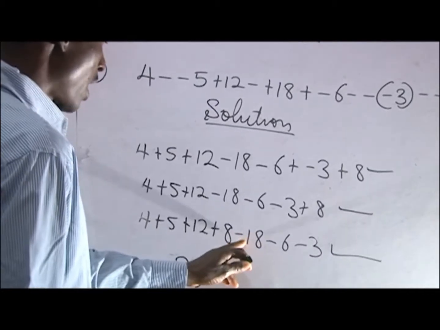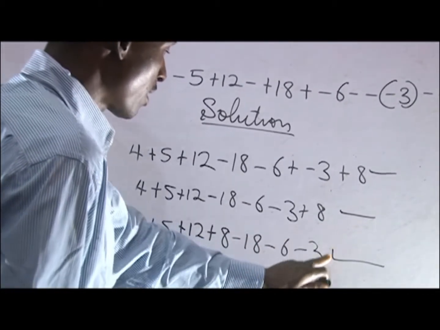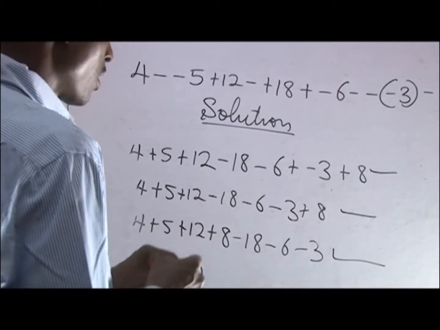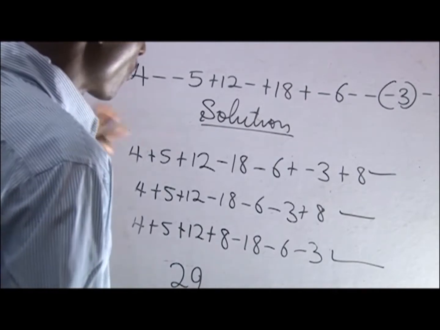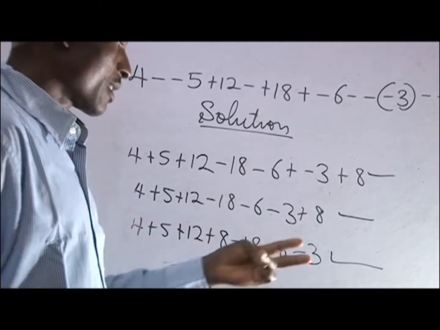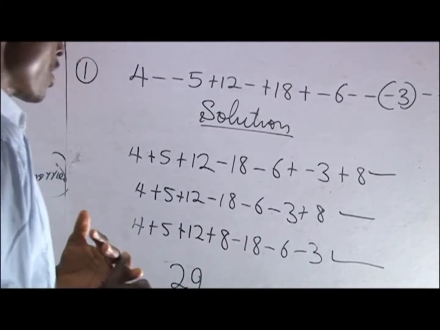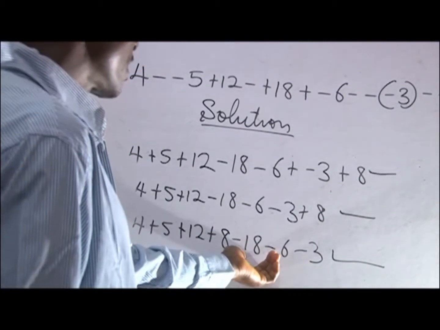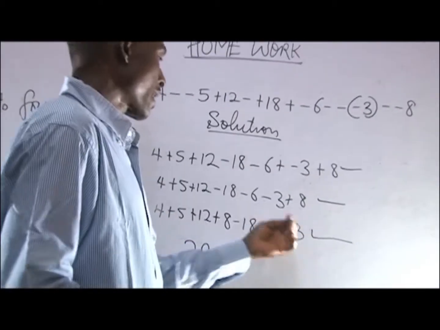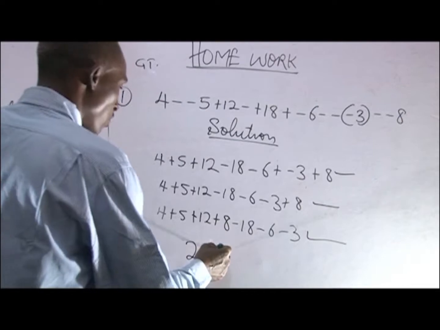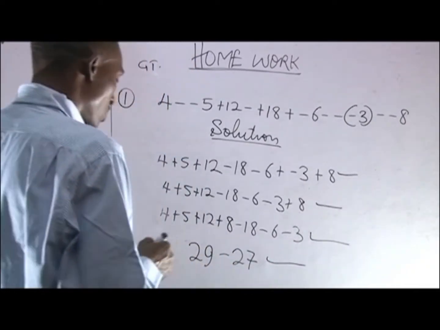So then we have owing 18, owing 6, owing 3. How many people are we owing? We are owing 3 different persons. We owe the first person 18 naira. Then we owe another person 6 naira. Then we owe another person 3 naira. So that is owing what now? 18 and 6 is owing 24, and that's owing 27. Owing 27.